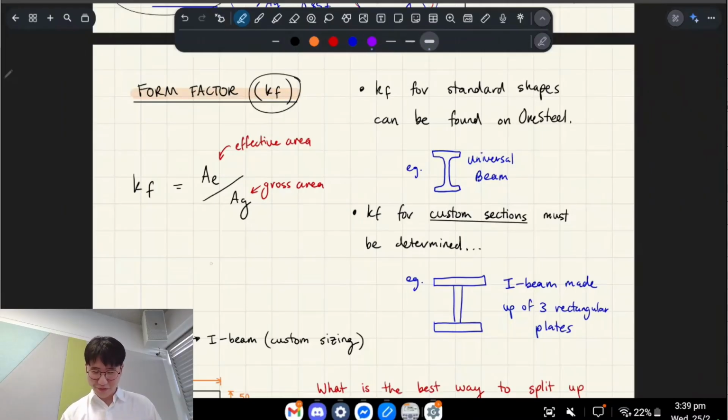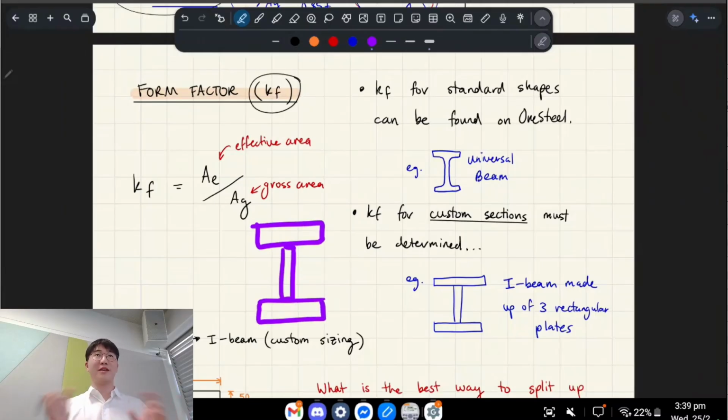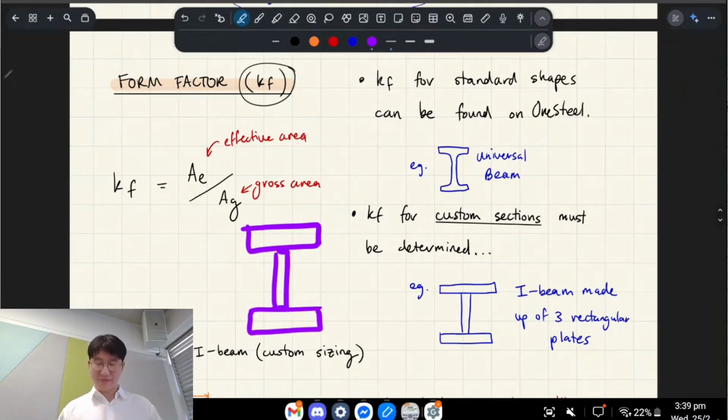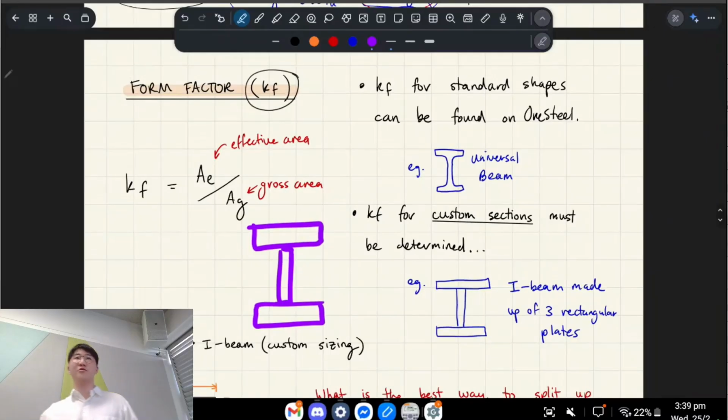Okay, so for example, we want to make our own I-beam, right? But instead of the standard shapes and sizes that it comes with, we just pick random numbers, right? At least last year, this was one of the assignments, because calculating a custom section takes ages, basically. Okay, so that's a custom section versus a standard section. A standard section is what you'd find in OneSteel or whatever.